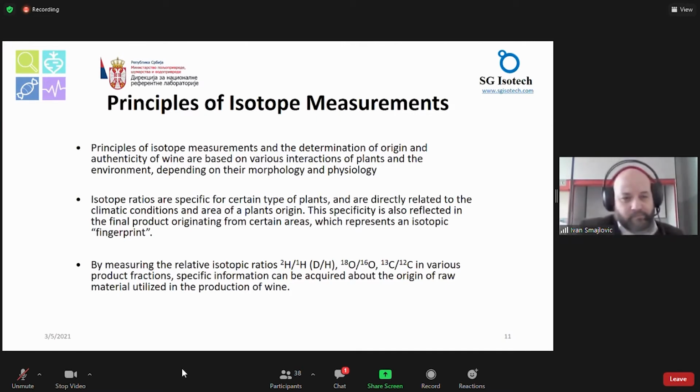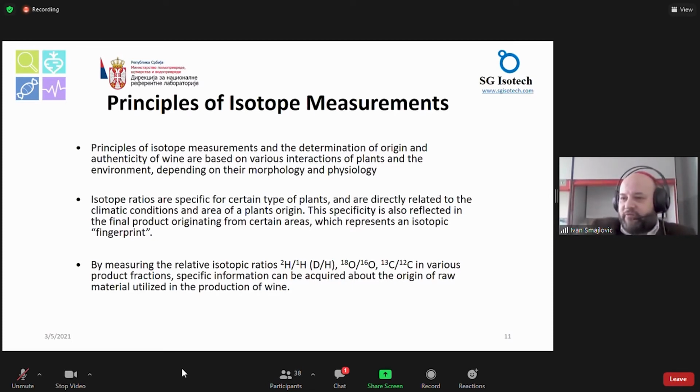So, for example, now I'm coming back here to this principle of isotope measurements. The principle of isotope measurements and determination of origin and authenticity, for example, in wine, are based on various interactions of plants and the environment depending on their morphology and physiology. So isotope ratios are specific for a certain type of plants and are directly related to the climatic conditions and area of plant origin. This specificity is also reflected in the final product originating from a certain area, which represents an isotopic fingerprint. What does this mean?